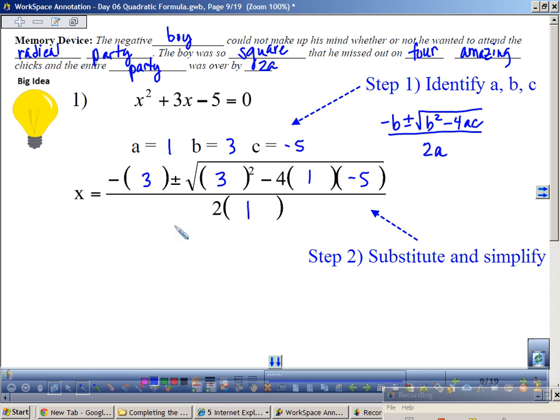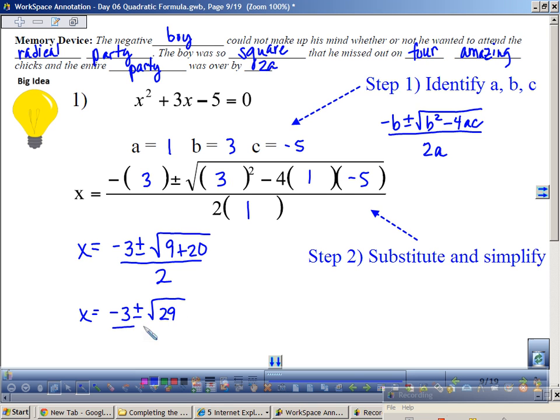Make sense? All right, I want to see this on your paper each time. Make sure you draw out the skeleton. Okay? Yes. All right, so I'm going to simplify. X equals -3 plus or minus 3 squared is 9. -4 times -5 is positive 20, all over 2. This one's kind of nice because once I simplify 9 plus 20, can I do anything with that? Once you can't do anything with the radical, you're done.